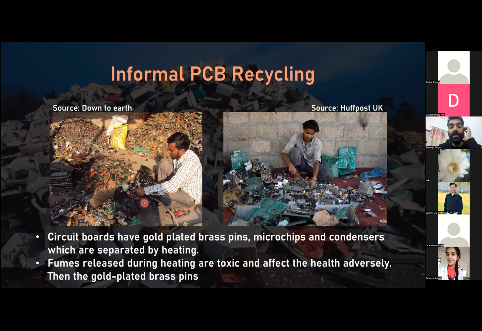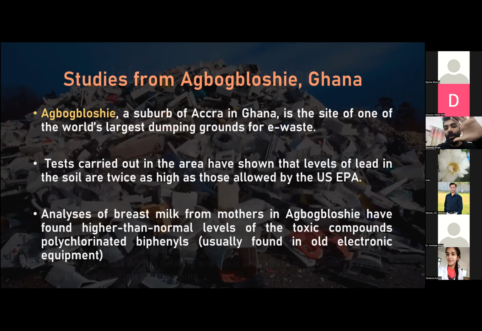Now, last two slides. I'll come to the end of my presentation because I had 1 hour. I think I'm almost close to my time. I want to finish. So this is a study from Agbogbloshie in Ghana.